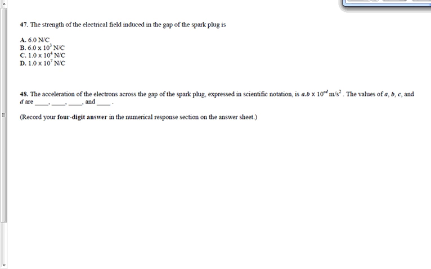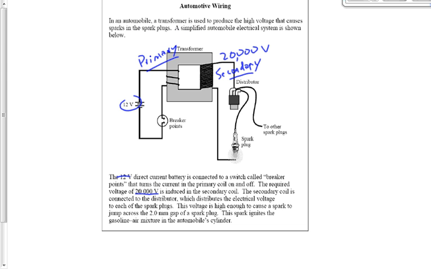All right, everyone, let's have a look here now. 47 asks us for the strength of the electric field induced in the gap of the spark plugs. Well, the spark plugs are over here on the secondary side. On the secondary side, that means the potential difference in the spark plugs is 20,000 volts. The gap, the distance between the electrodes of the spark plug, is 2.00 millimeters. So we're going to say this is delta V, and we're going to say delta D, the distance between the plates, for lack of a better term here, is 2.00 times 10 to the minus 3 meters.